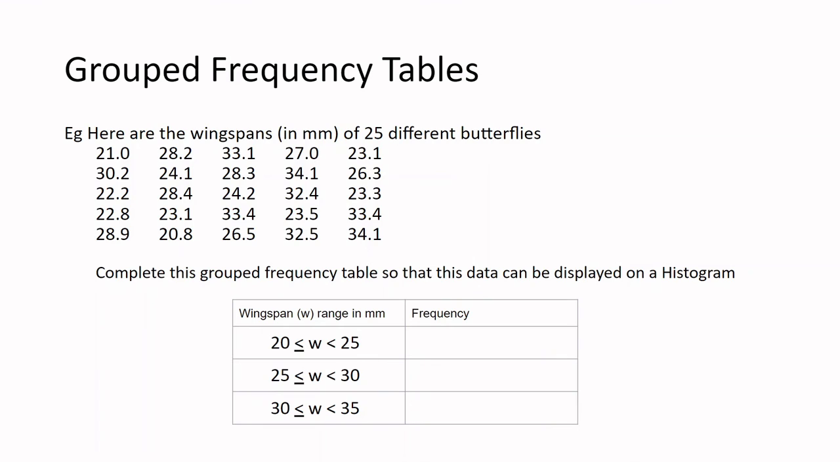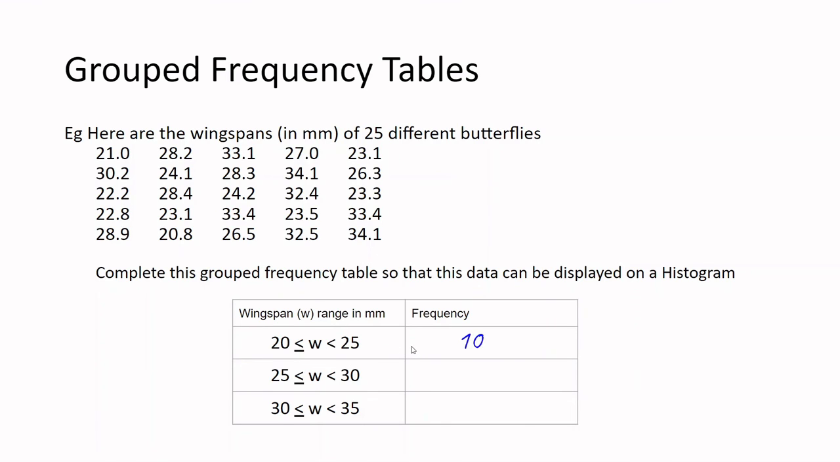So coming back to our example about the butterflies. Here are my 25 different butterflies, and here are the boundaries I've been asked to graph from. Notice that my boundaries 20 to 25, that's a range of 5. The boundaries from 25 to 30, again, is a range of 5. And the boundaries from 30 to 35 is a range of 5. I just need to look at my data and find how many values there are within these ranges and work out the frequencies that way.